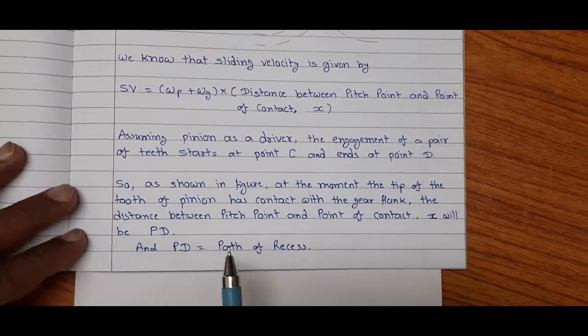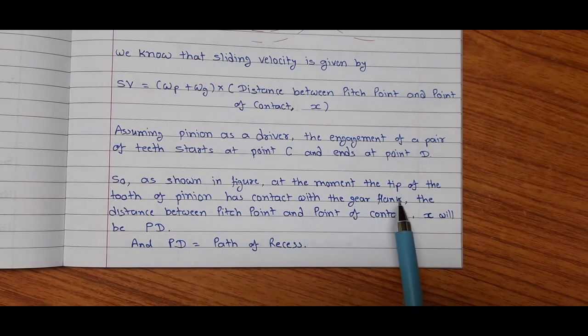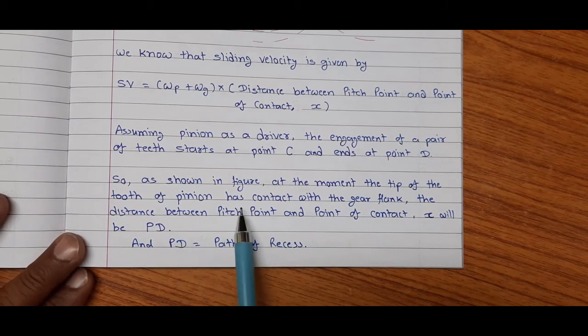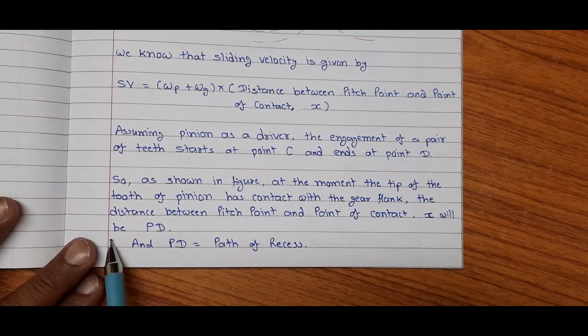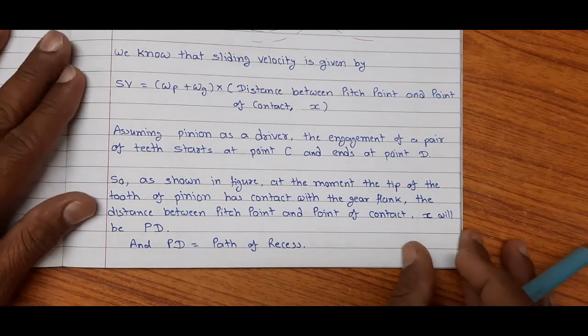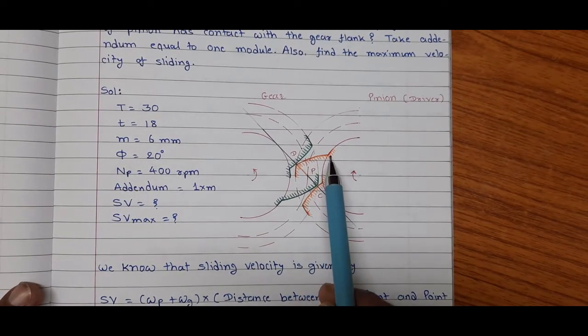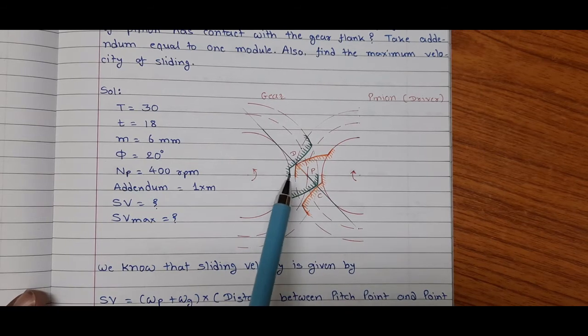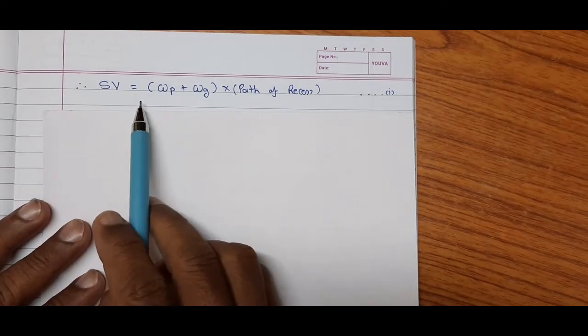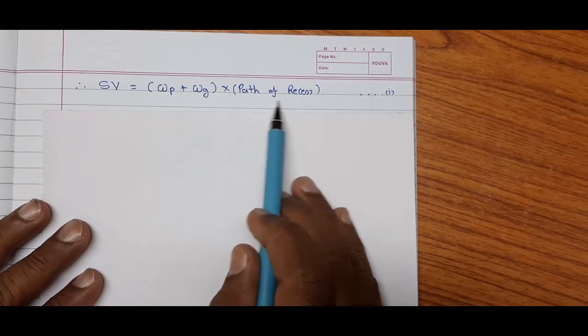As shown in the figure, at the moment the tip of the tooth of pinion has contact with the gear flank, the distance between the pitch point and point of contact, x, will be PD, and that is equal to the path of recess. This is the position where the tip of the pinion tooth is in contact with the flank of the gear. So this is the end of engagement point. So the distance will be PD between pitch point and point of contact, and that is nothing but the path of recess. So we can write that sliding velocity is equal to omega p plus omega g into path of recess.